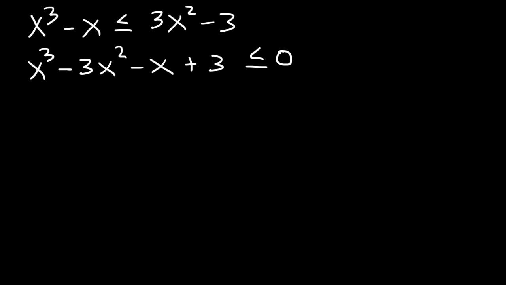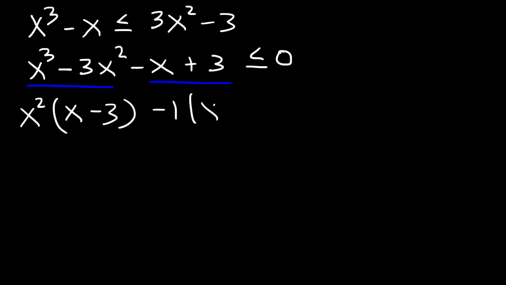So let's take out the greatest common factor in the first 2 terms, which is going to be x squared. And so x cubed divided by x squared is x. Negative 3x squared divided by x squared is negative 3. Now, in the last 2 terms, let's take out a negative 1. So then this is going to be x minus 3. Now we can also factor the GCF at this step. We can take out x minus 3.